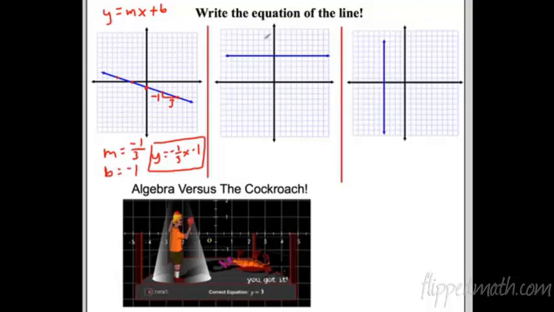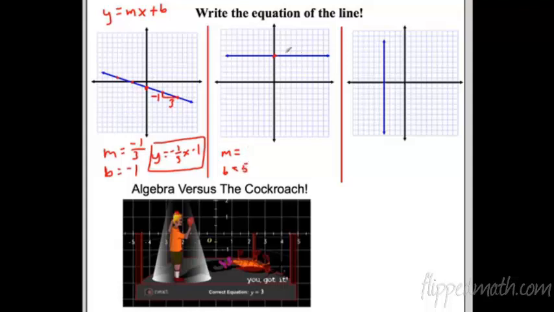Special cases. We've got some special cases here. So what's going on in this case? Let's just do our m and b. Where's its y-intercept? There it is, right there. I can see it: 1, 2, 3, 4, 5. So this y-intercept is at 5.